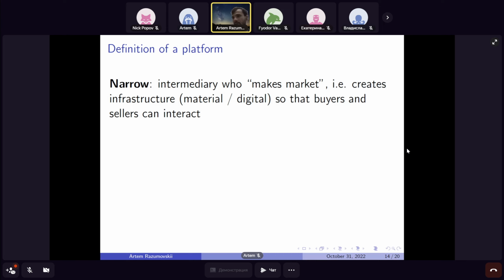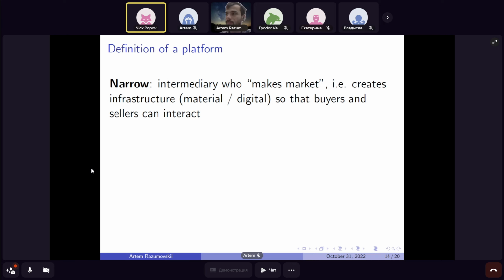But then we provide this intermediary, and this makes the market operate much, much better. So then, what examples could you provide? Then we consider, let's say, buyers and sellers. For example, we can think of the Russian platform Avito.